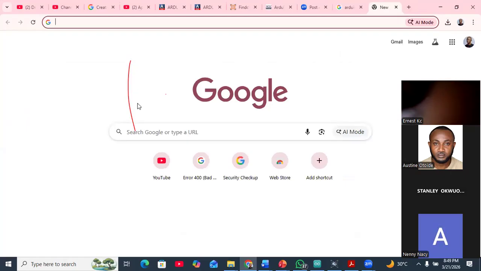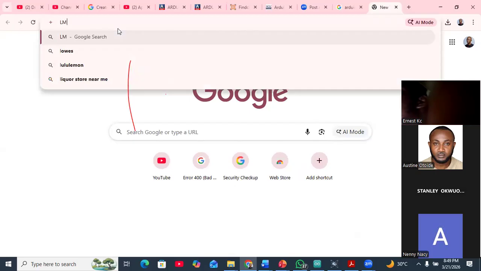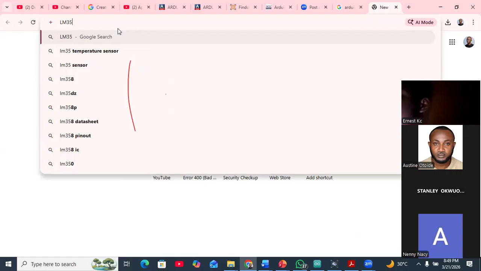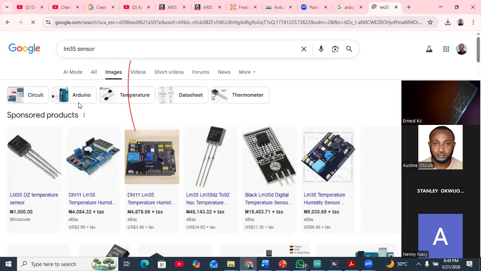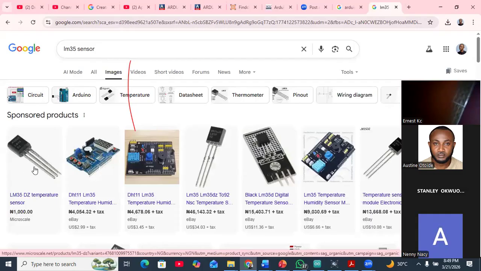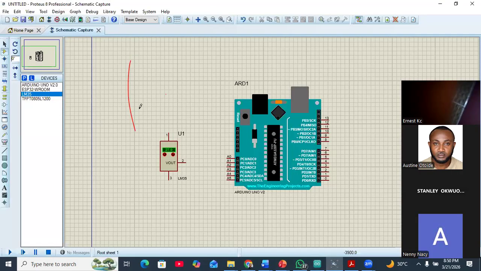Where is this line coming from? I didn't share the whiteboard. LM35 is a temperature sensor. So look at it here. Physically, this is what you see in markets. But in simulation, we have this. I don't know where this line is coming from.